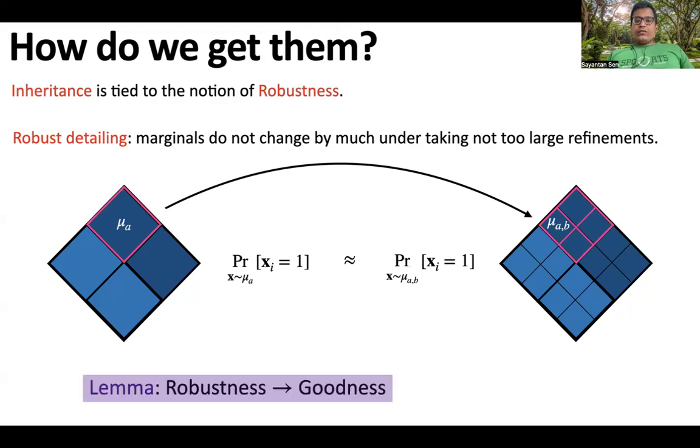And we further prove that robustness implies goodness. And by the previous couple of slides, we know that goodness implies predictability. So once we have a robust detailing, we can prove that it is a good detailing. And once the detailing is good, we can run the canonical tester to approximate the acceptance probability.